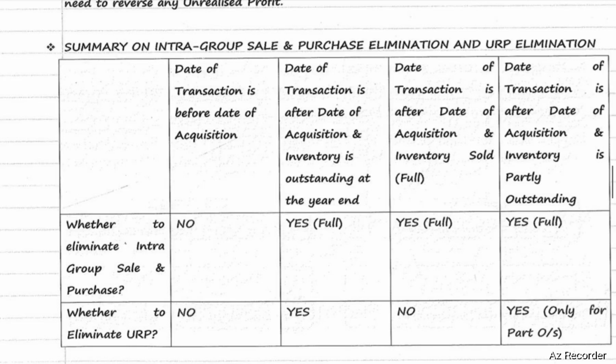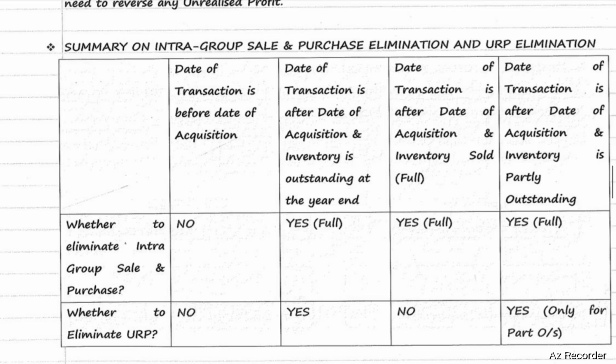Second one, whether to eliminate unrealized profit. In case date of transaction is before the date of acquisition, no need to eliminate the unrealized profit. In case date of transaction is after the date of acquisition and inventory is outstanding at the year end, we need to eliminate the unrealized profit. In case date of transaction is after the date of acquisition and inventory sold is full, that is 100% inventory sold, then no need to eliminate the unrealized profit. In case date of transaction is after the date of acquisition and inventory is partly outstanding, then we need to eliminate unrealized profit only to the extent of partly outstanding part.